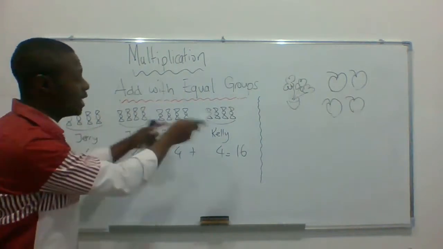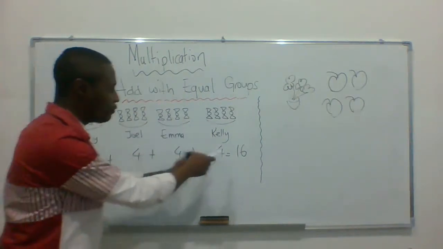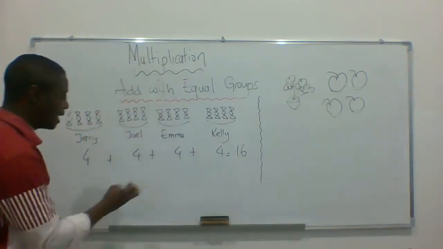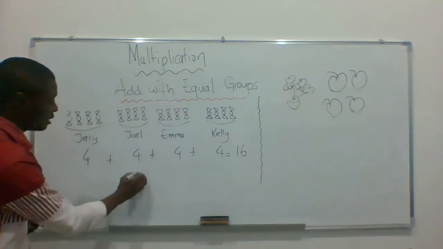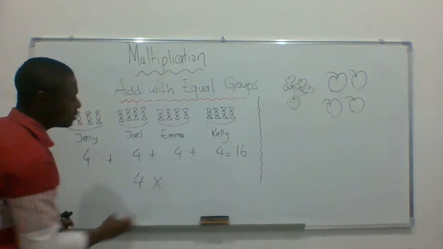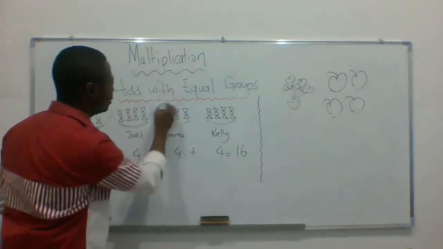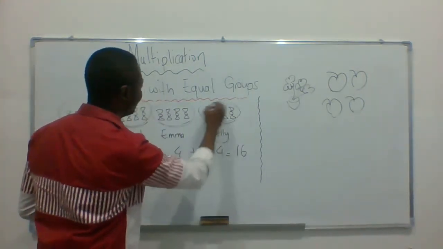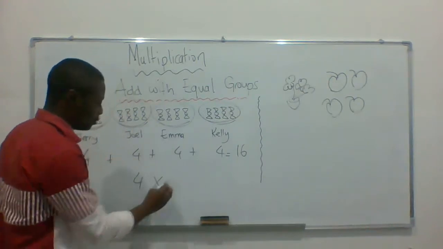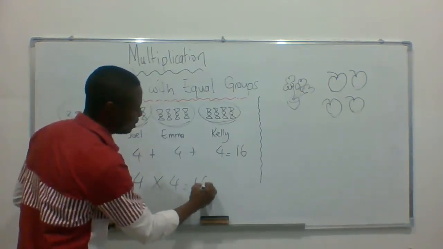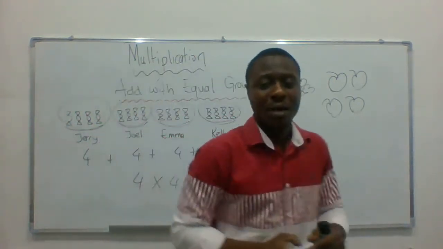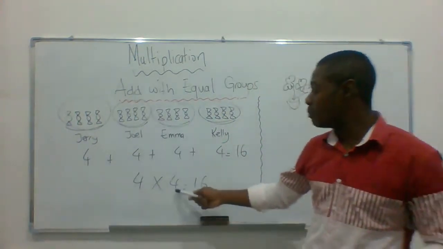Since the groups are equal, I have 4, 4, 4, 4, so I can write a multiplication sentence. 4 times what? Times my first group, second, third and fourth group. So it's 4 times 4, and the answer is 16. The answer is 16. I multiply 4 by 4.